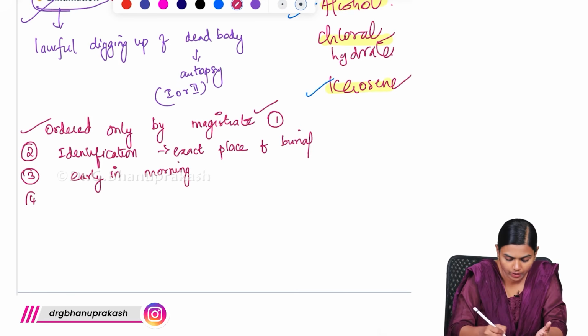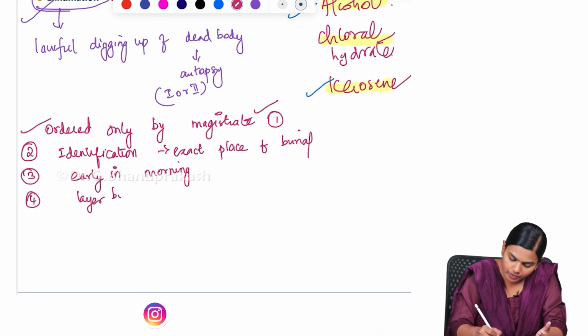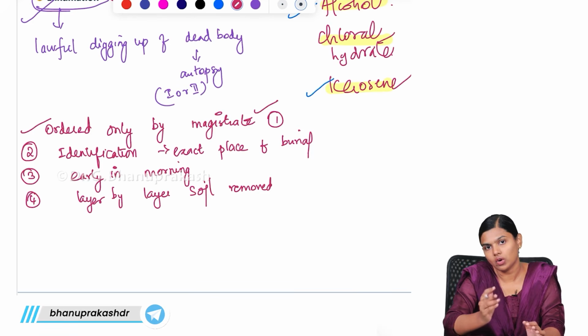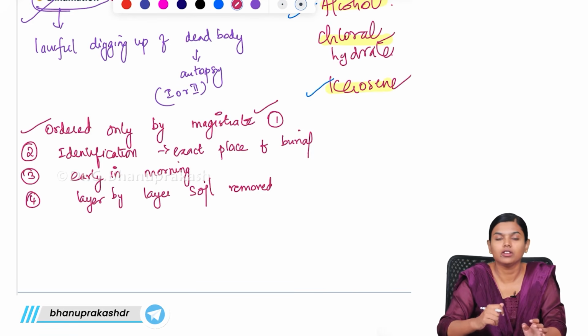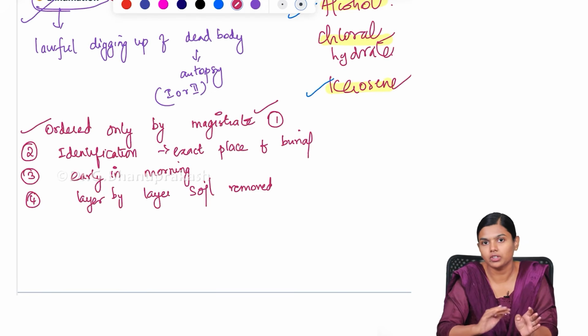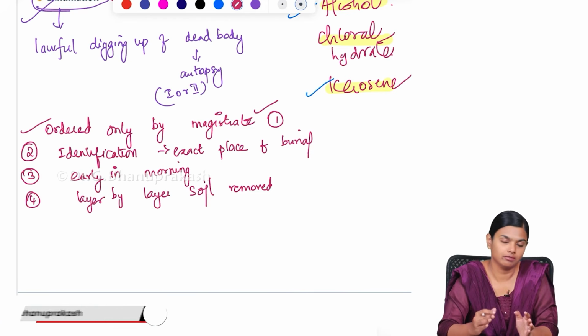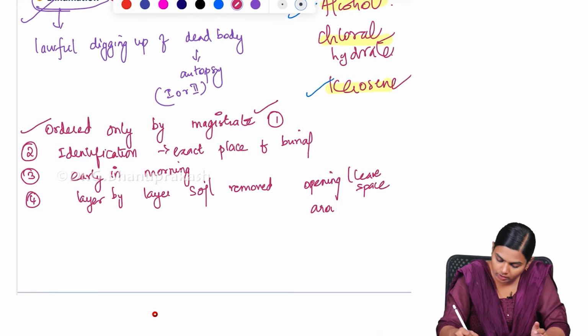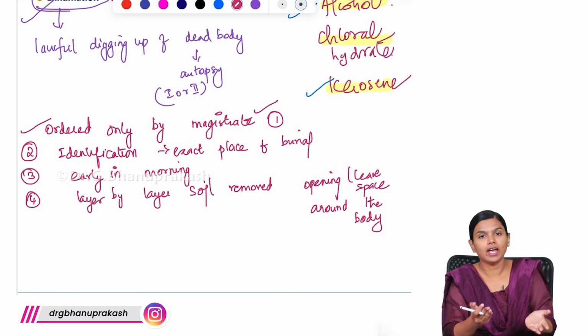So what will happen is, you will take the soil out layer by layer. Soil is removed layer by layer, and once the soil is removed to an extent, after that they will use their hands. If it is in a casket, or if the body is put like that, they will try to make an opening, leave some space around the body, and they will try to lift the body as a whole.